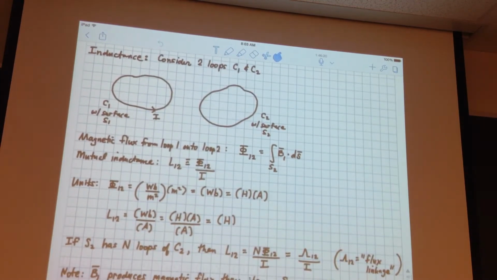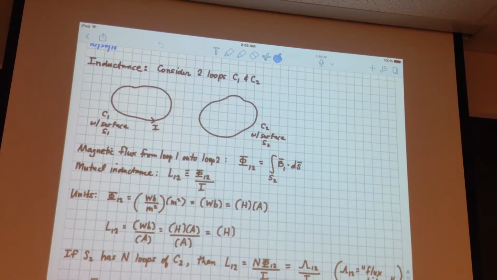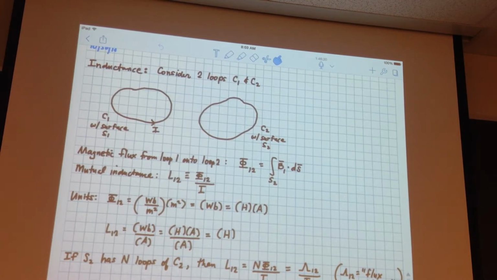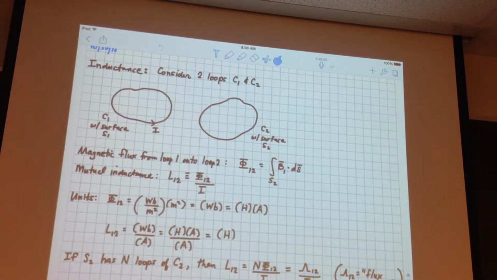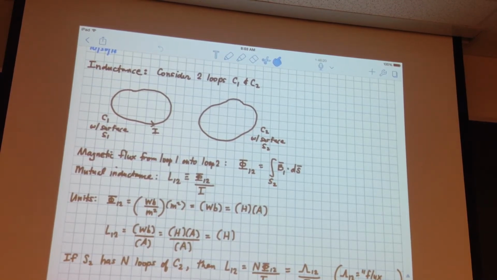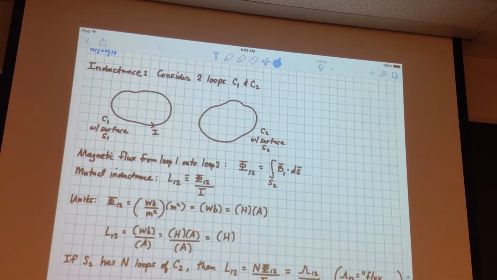Okay, so what is inductance? We talked about it in an abstract way, independent of any coordinate system. If you have two loops, say C1 and C2, each described by a contour, and inside each contour is some surface, S1 and S2, and suppose you have a current flowing in one of the loops, then that current will produce a magnetic field, and that magnetic field will go through surface S2. That's a way to describe mutual inductance.